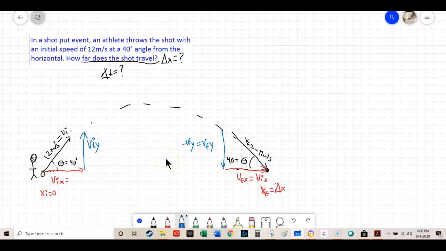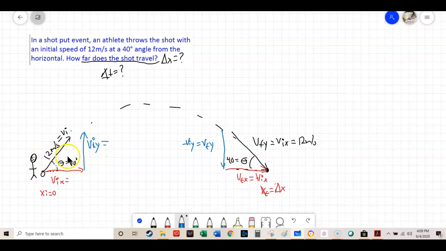Because again, it's part of a parabola. Okay? I'm going to write this a little bit better. V final y is equal to negative V initial y, which is 12 meters per second down and to the right. Okay, so here we go. Let's try finding what the initial velocity in the y direction is in terms of theta and 12 meters per second.